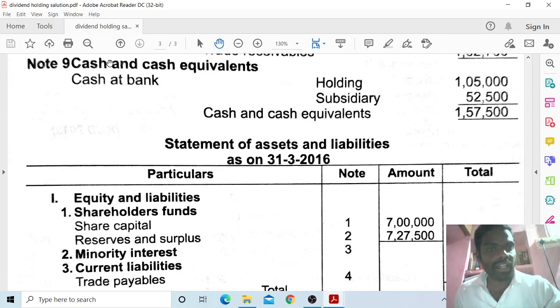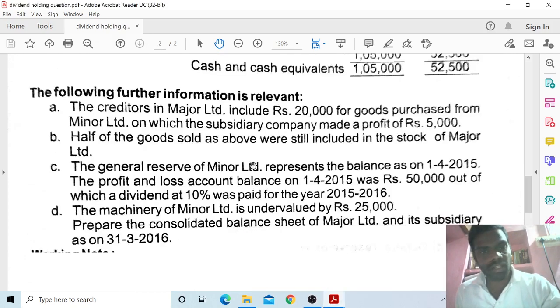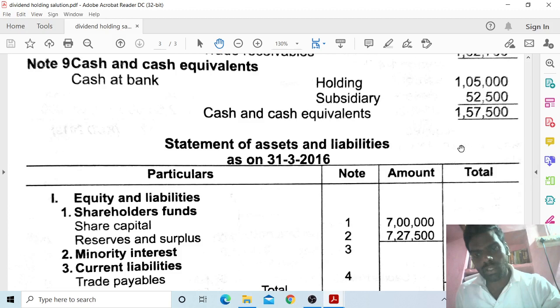Next, note number 9, cash and cash equivalents. Cash at bank: holding company 1,05,000 and subsidiary company 52,500. So cash and cash equivalents 1,05,000 plus 52,500, total 1,57,500. Cash and cash equivalents, note number 9.